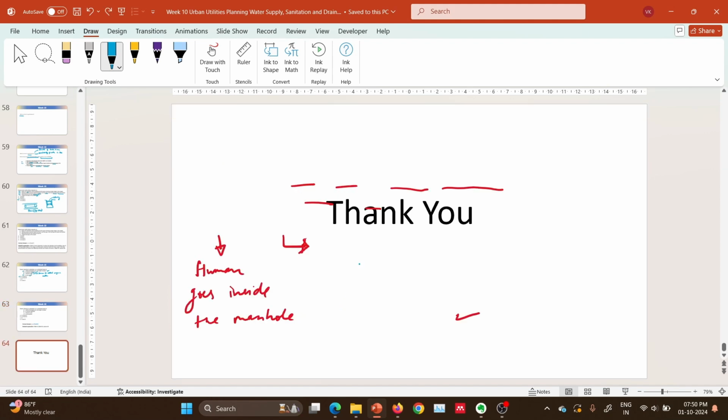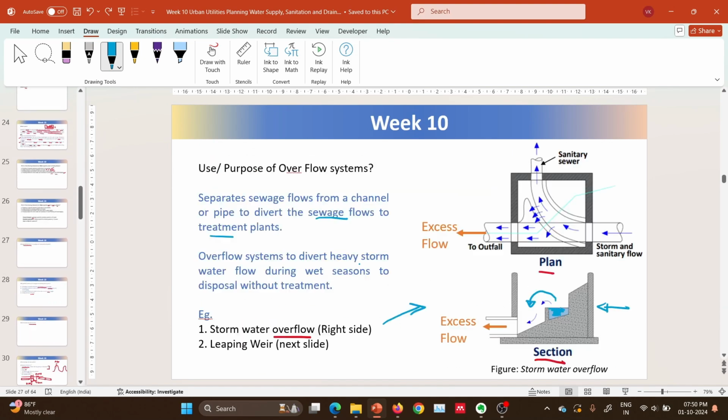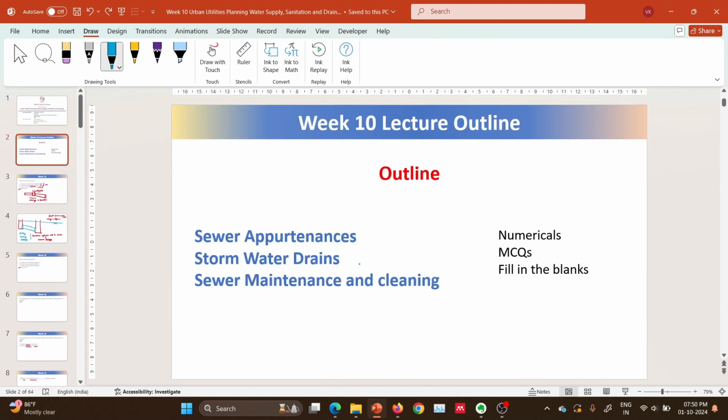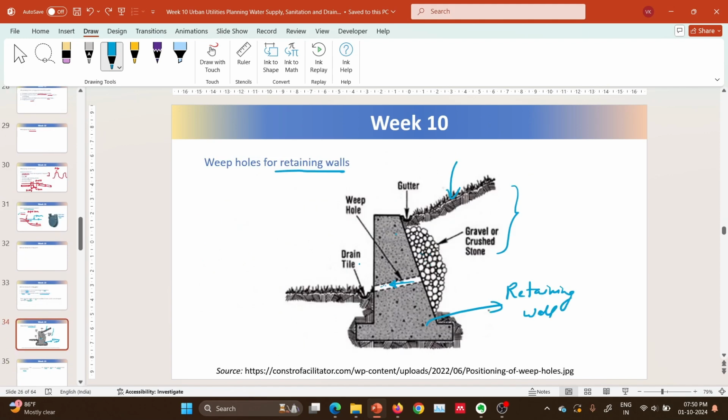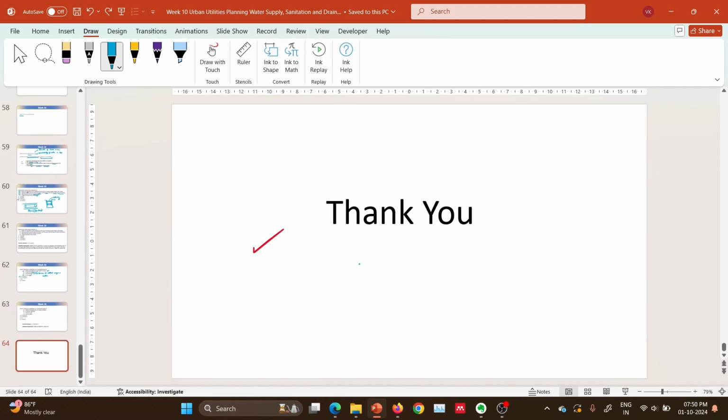Thank you for this session. In this session we studied sewer appurtenances and stormwater drains, and sewer maintenance and cleaning. This was week 10. Thank you.